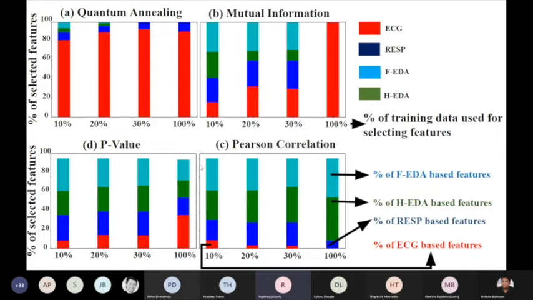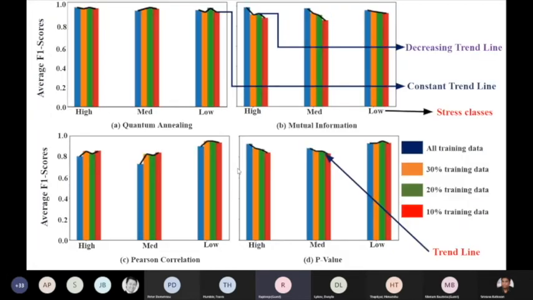And if we go ahead to the quantitative evaluation, this shows the average F1 score that we have obtained for the three classes of stress: high stress, medium stress, and low stress. In the case of quantum annealing, the blue bar represents all the training data, 30% is represented with yellow, the green represents 20% training data, and red represents 10% training data.